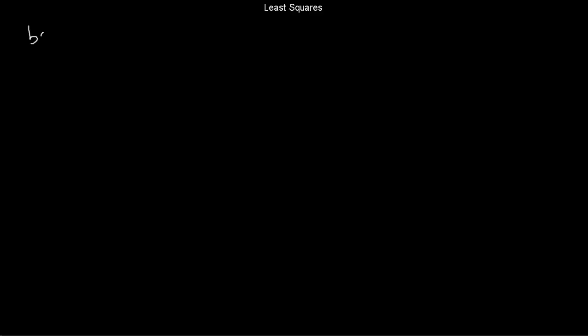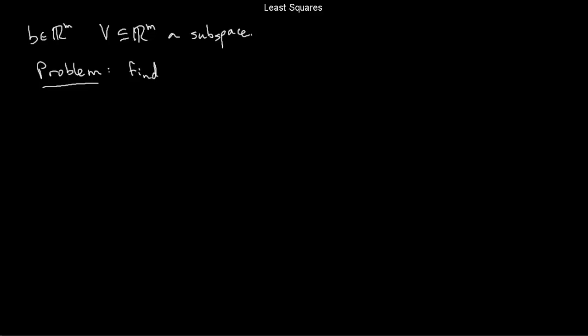So for this week's video, let's try to come up with some applications for what we did last time, where we minimized quadratics. Take a vector b in R^m, and take a vector subspace V of R^m. Now here's a problem. Given that vector and that subspace, what is the closest point in the subspace to the fixed given vector?